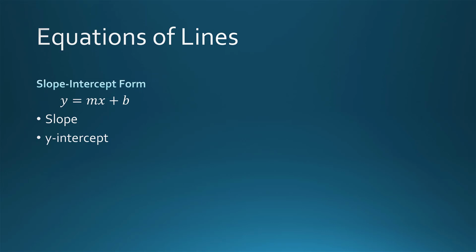Slope is represented by the m, and your y-intercept is the point (0, b). This is really great for graphing, and like I said, it's probably the most common form of the equation of a line. Another form of an equation of a line would be the point-slope form.